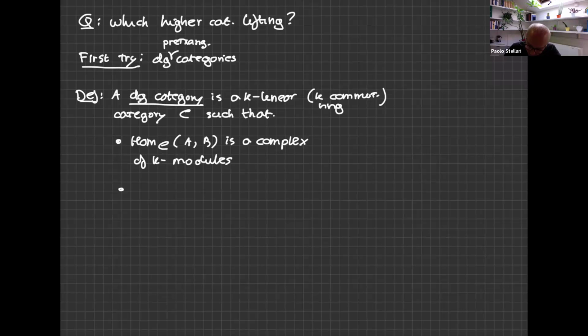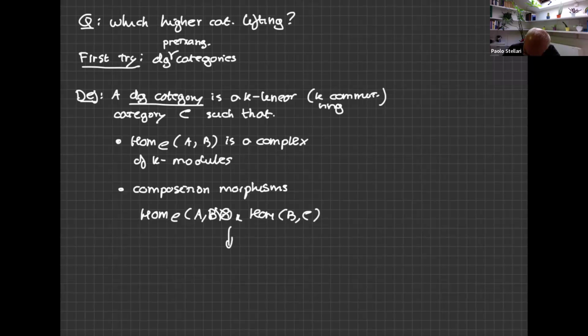And of course, you want the composition: Hom_C(A, B) tensor over k with Hom_C(B, C) going to Hom_C(A, C) is a morphism of complexes.